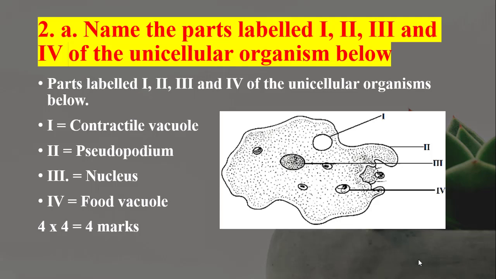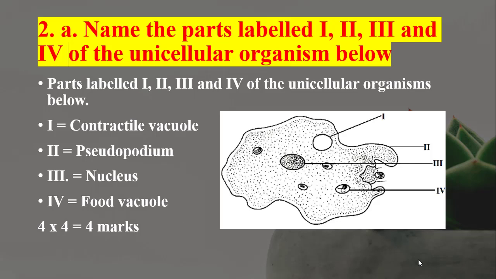Then the IV is the food vacuole. You can see here the trapping or the engulfing of a substance within that membranous structure within the cytoplasm. That's the criteria you use to identify that it's a food vacuole. Each one is worth 1 mark, so the total is 4 marks.